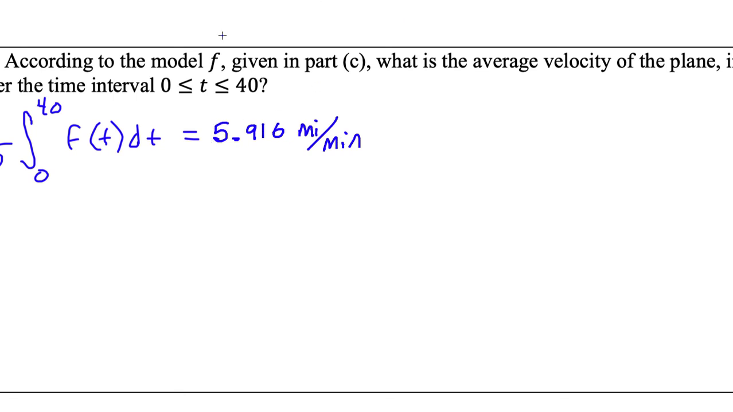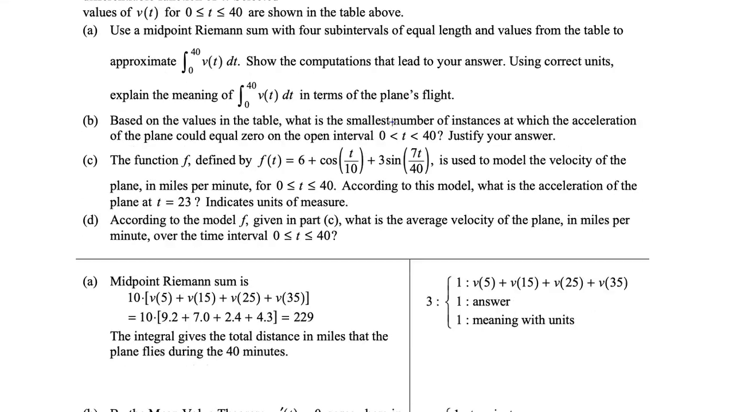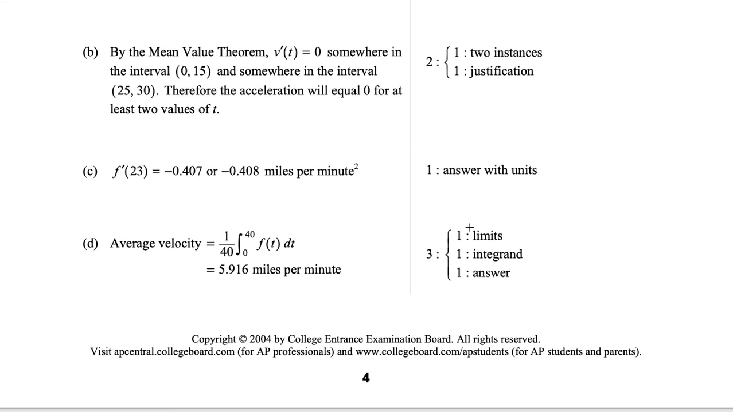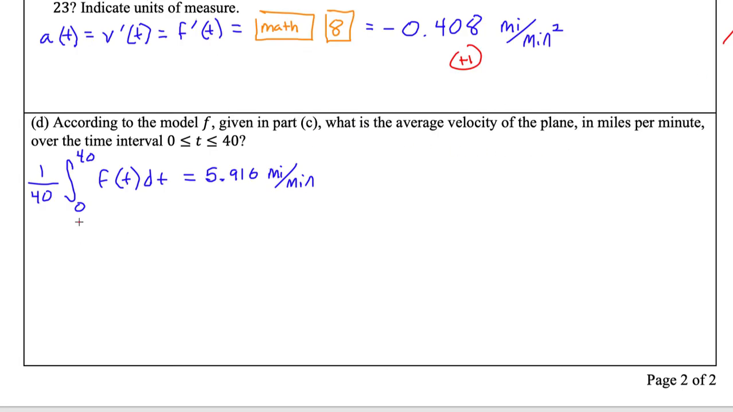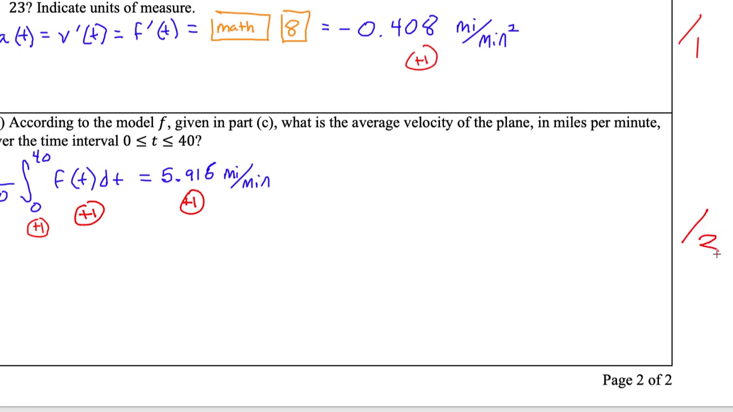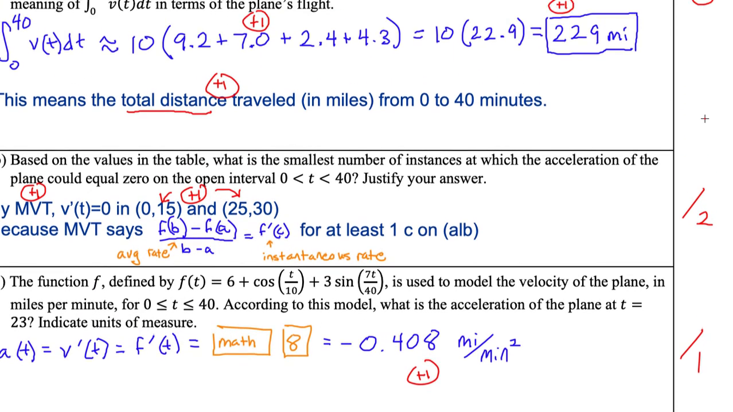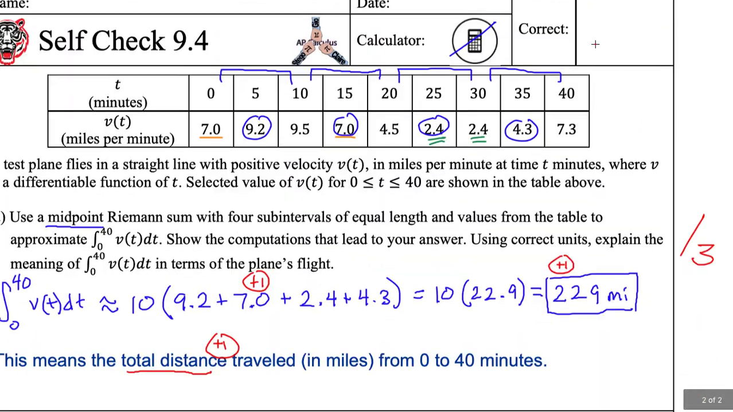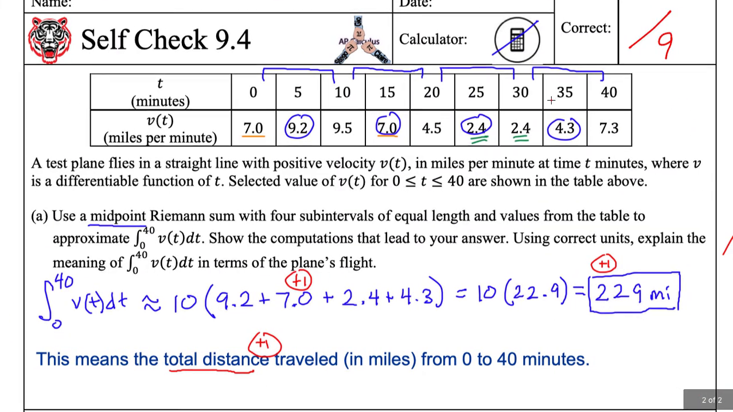How do we score part D? Part D is 1 for limits, 1 for integrand, 1 for answer. So you get 1 point if you set it from 0 to 40, 1 for getting all this inside part, which is technically called the integrand, and 1 point for getting 5.916. That is a 6, not a weird 0. I can kind of add a tail to my 6. And that one's going to be out of 3 points, out of 3. There it is, out of 3. 1, 2, 3, 4, 5, 6, 7, 8, 9. It does indeed add up to 9, and that concludes self-check 9.4.